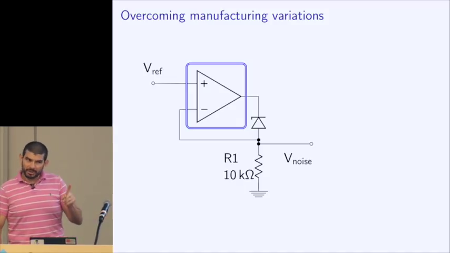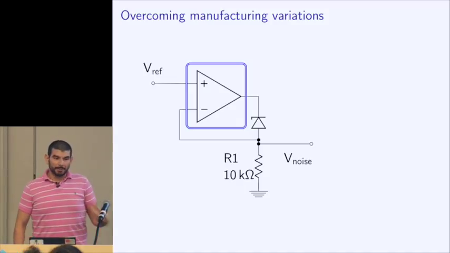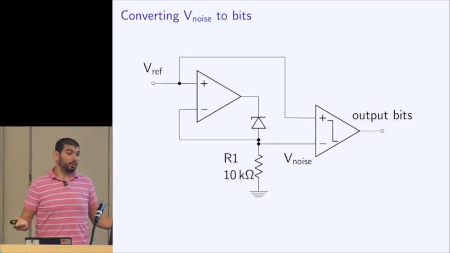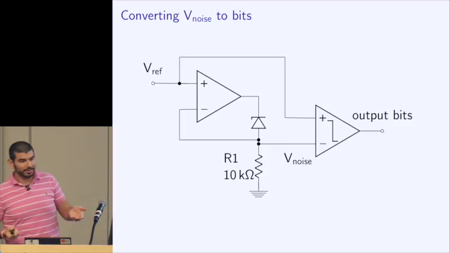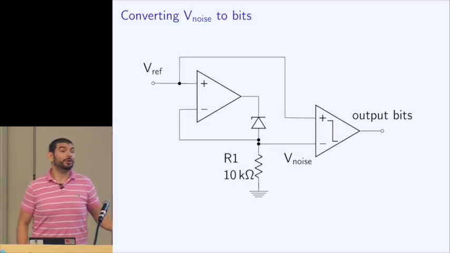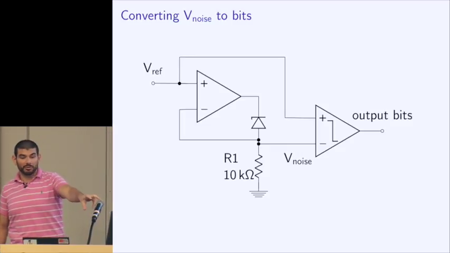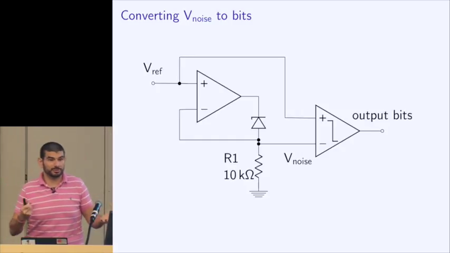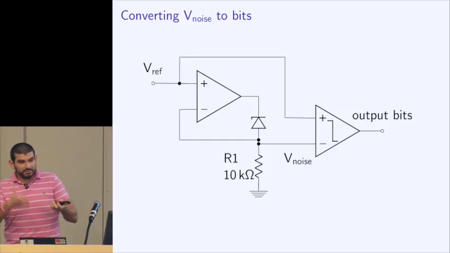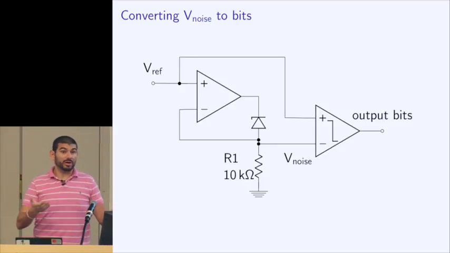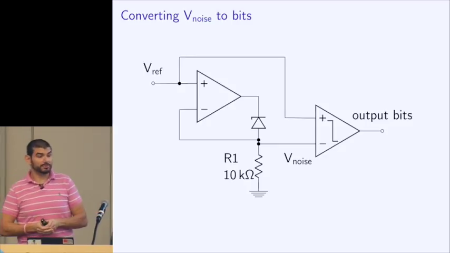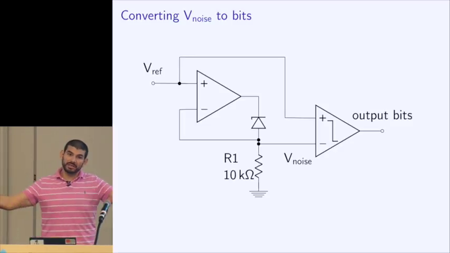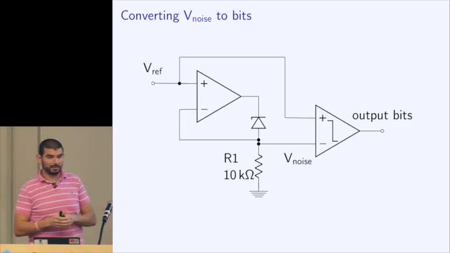And now we can convert this to bits. In particular, if V noise is higher than V ref, we'll call that a 0. And if V noise is below V ref, we'll call that a 1. We're gonna do that using another analog building block called a comparator, which, as its name implies, just compares two inputs. So finally, this gives us some indication: V noise is either above or below V ref, kind of at random as a result of the noise process. And then we can sample that 0 or 1, and now we get a sequence of bits. We get a bit stream out of it.